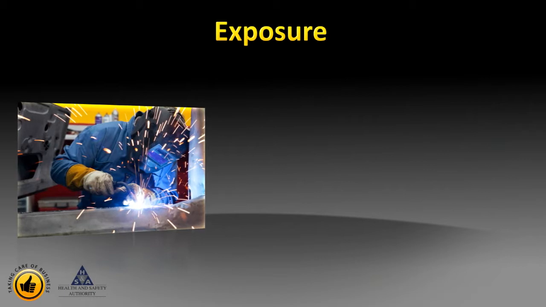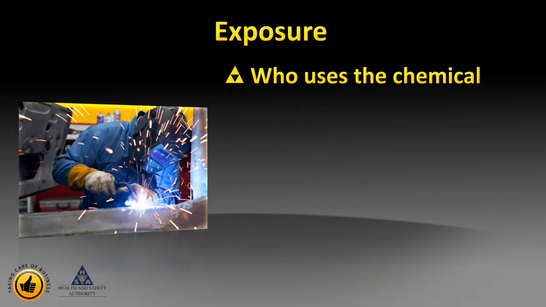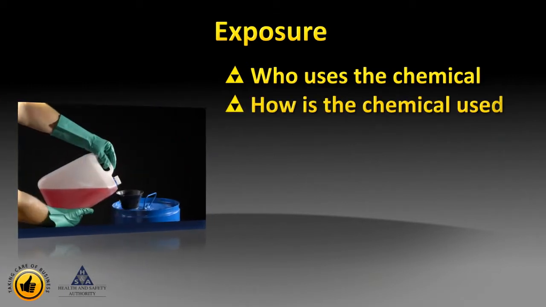Exposure simply means how you or your employees may come in contact with the chemical. If you are working with dangerous chemicals, then you do need to assess how this exposure might happen. Quite simply, who's using the chemical? Are any vulnerable employees using it? For instance, any young persons, or maybe someone who has an existing condition that could be exacerbated by using a chemical. How is the chemical being used?